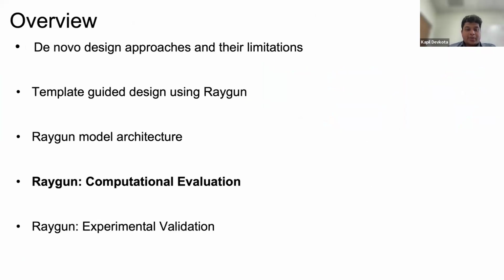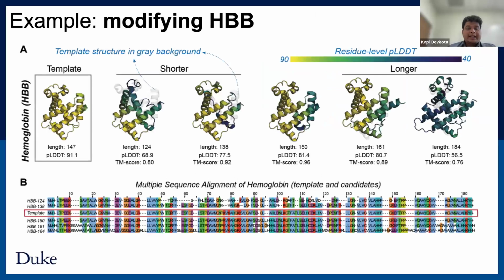So now to the evaluation part. How did we evaluate our model? The first thing we did was select a small protein like the hemoglobin monomer, which has around 147 residues. Then we tried to shrink and expand it across a reasonable length spectrum, 20% smaller and 20% larger. We see that it preserves the structure quite well for that spectrum because the structure is kind of preserved over the entire length. We also show the MSA, and the red highlighted sequence here represents the original template.